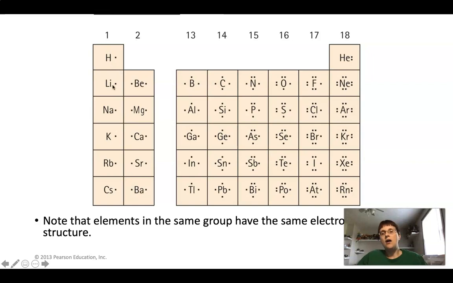So all of family 1 has 1 unpaired electron in its outermost shell, no matter which one we're looking at, no matter which period. So 1 electron for hydrogen, 1 for lithium, even though this one would be in the 2nd shell, 1 for sodium, even though that's in the 3rd. This one would be in the 4th, the 5th, and the 6th. So these guys are all going to have 1 outermost electron.